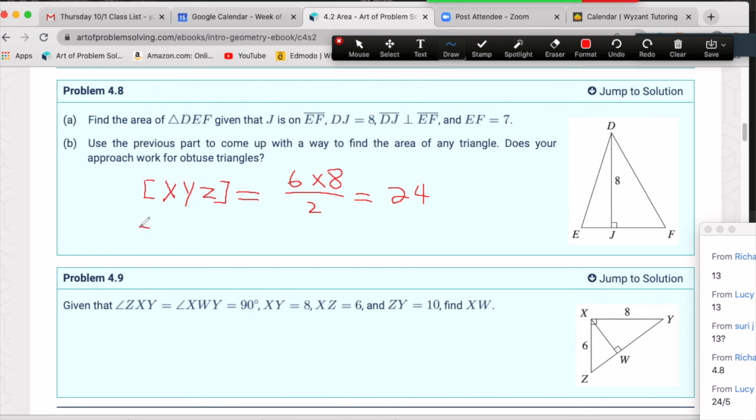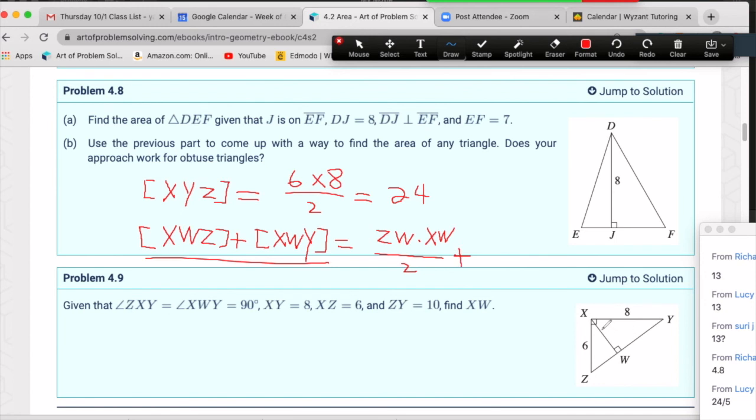Now, we also can calculate the area of triangle XYZ using XWZ plus XWY. The area of triangle XYZ also equals the sum of these two areas. So now let's see. Area of triangle XWZ equals what? This will equal ZW times XW divided by 2. Then plus, what's the area of XWY? That equals WY times XW, then divided by 2.